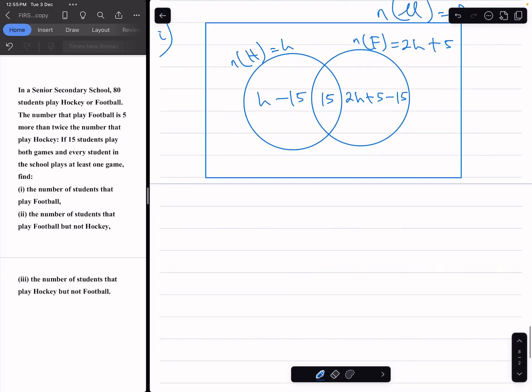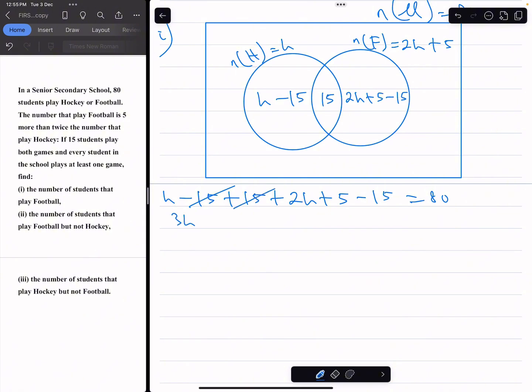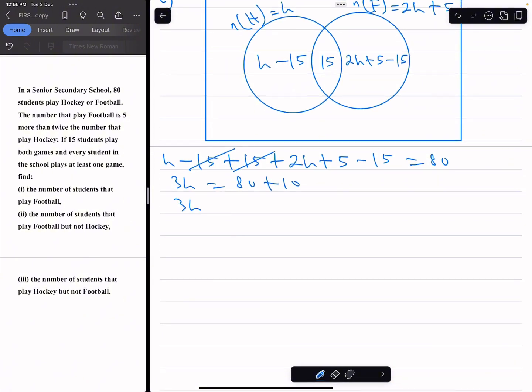Now let's do that. h minus 15 plus 15 plus 2h plus 5 minus 15, you have to be careful, that should give us 80. Minus 15 plus 15 is 0, and h plus 2h is 3h. 5 minus 15 is minus 10. When it goes to the other side, it becomes plus 10. So 3h equals 80 plus 10, which means 3h equals 90, and that simply means h equals 30.